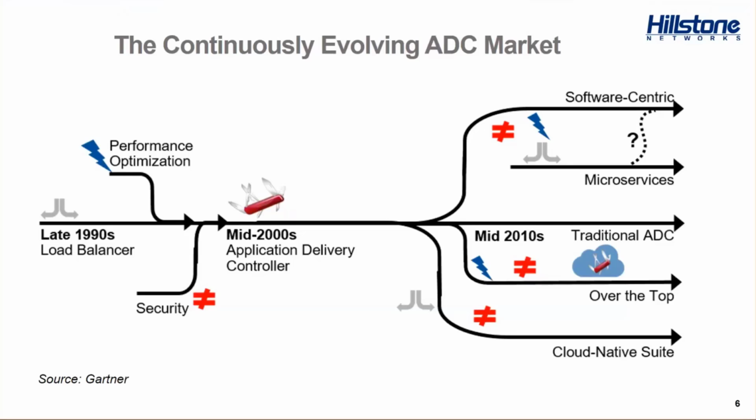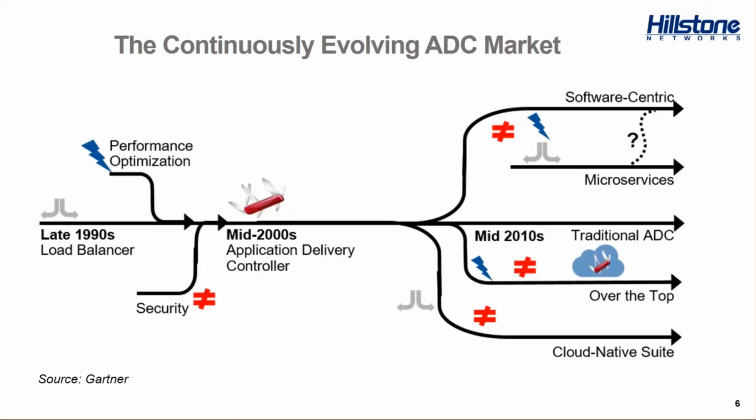There are also traditional ADC vendors. These have been around for an exceptionally long time. Today, these products are integrated and they provide many features, not only server load balancing and link load balancing, but they also provide SSL termination, global load balancing, web-based apps, web acceleration, and security features as well.